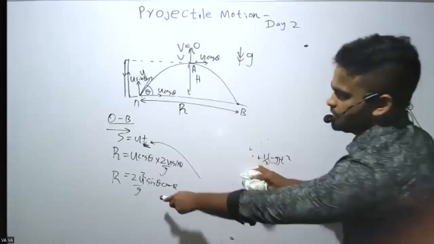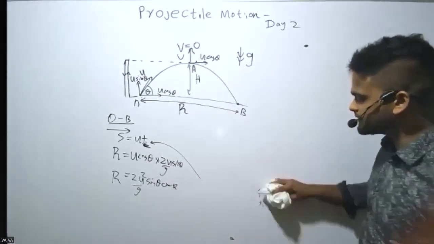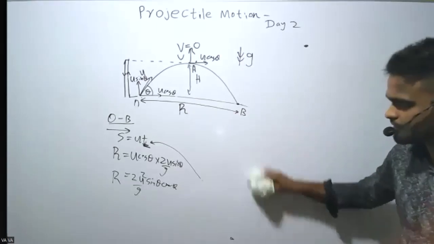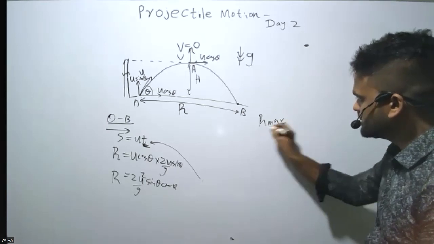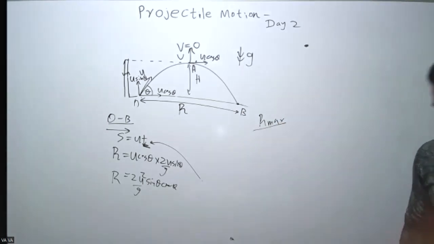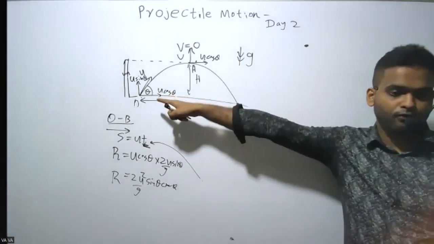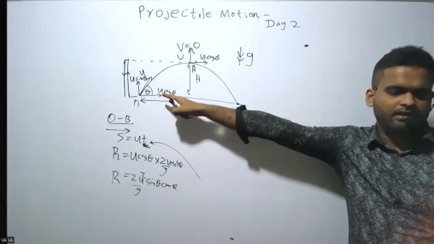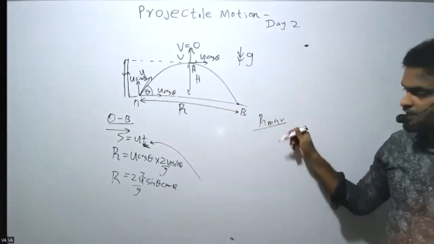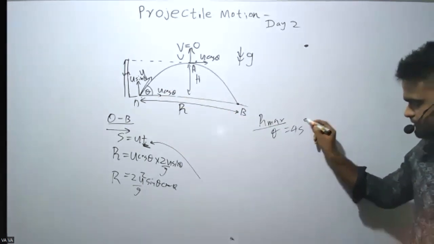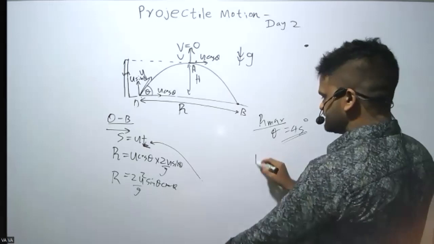So now we have this equation for range. About this range, you need to know a couple of things. There's something called R max. R max means maximum range. In order to have the maximum range, you should know that this angle should be 45 degrees. We can actually derive that, but it is not in the syllabus to derive that. Just remember that to have the maximum range, theta should be 45 degrees. So substitute 45 degrees in this equation here.